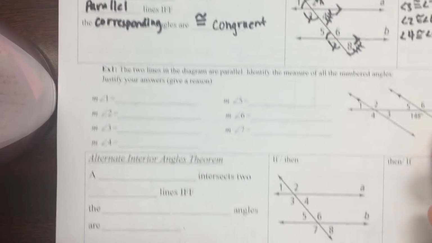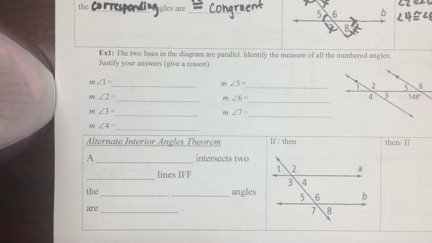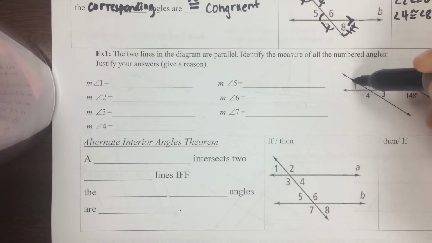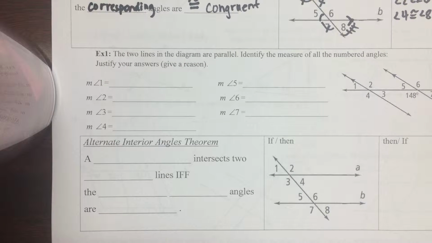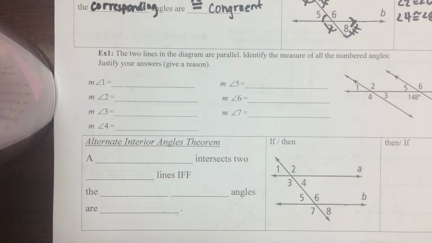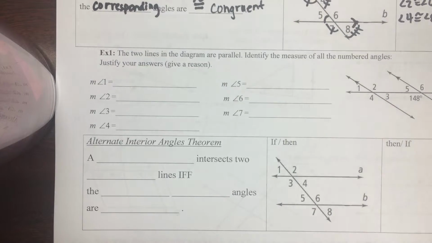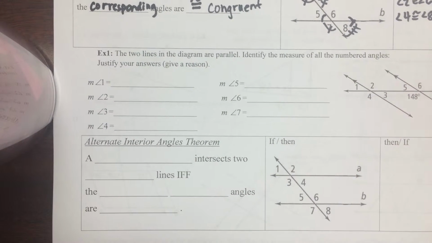All right, move on to example 1. The two lines in the diagram are parallel, and we know that because of this symbol right here. Identify the measures of all of the numbered angles. Justify your answer by giving a reason. Okay, so I'm going to do these maybe not in the order that it's on the paper.